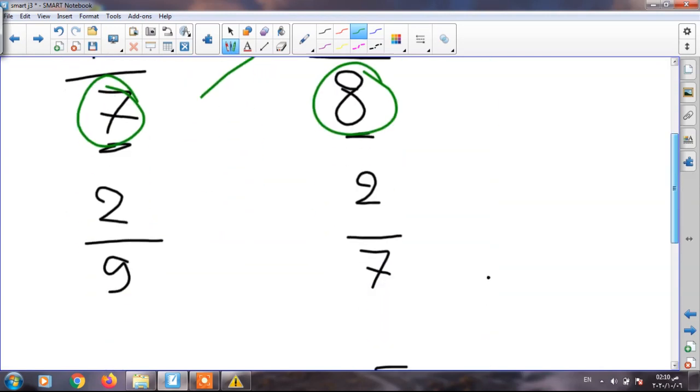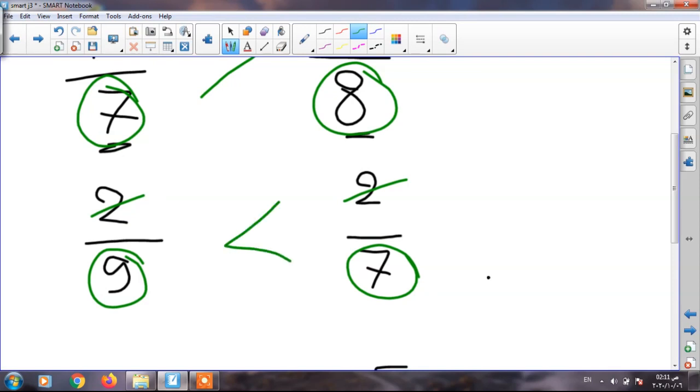Here what? 2/9 and what? 2/7. Okay? What will I do here? I have the same numerator. So I will compare the denominator. Here I have 9 and here I have 7. What will I do? I know that 9 is bigger than 7. So 2/9 is smaller than 2/7. So pay attention. When we find the same numerator, what will I do? I will make the opposite.